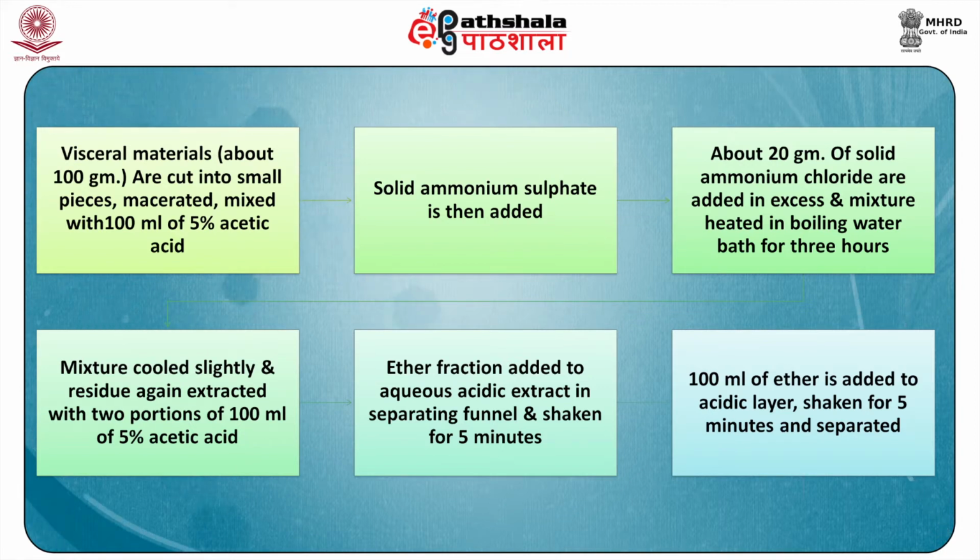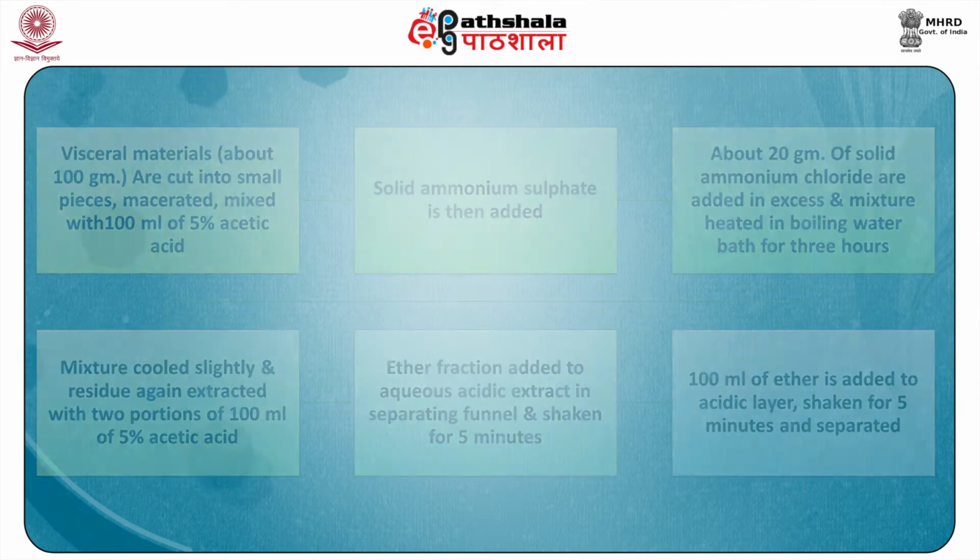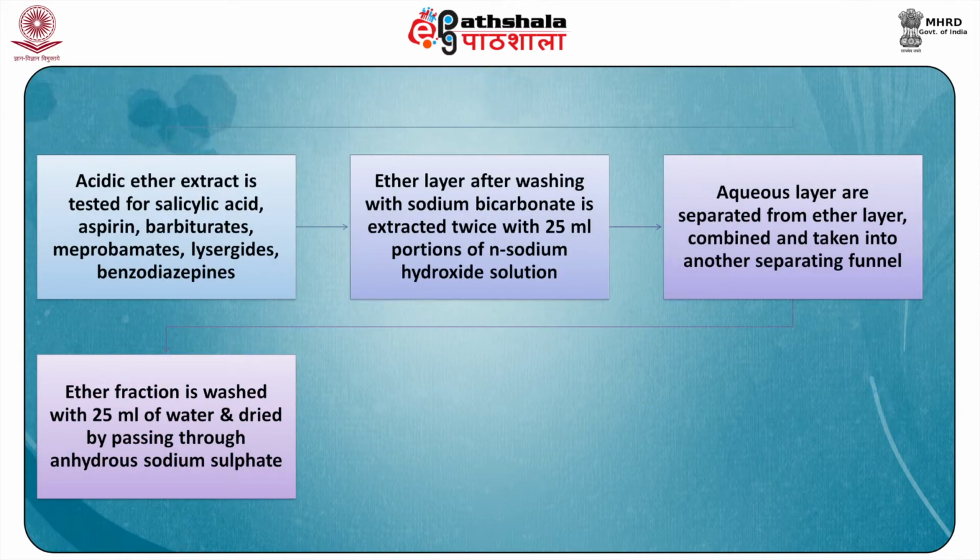How? The ether fraction is added to the aqueous acidic extract in the separating funnel and then shaken for 5 minutes and separated. 100 ml of ether is again added to the acidic layer and shaken for 5 minutes and then separated. All the ether layers so formed are collected. The acidic ether extract is then tested for the presence of salicylic acid, aspirin, barbiturates, meprobamates, lysergides, benzodiazepines, etc.